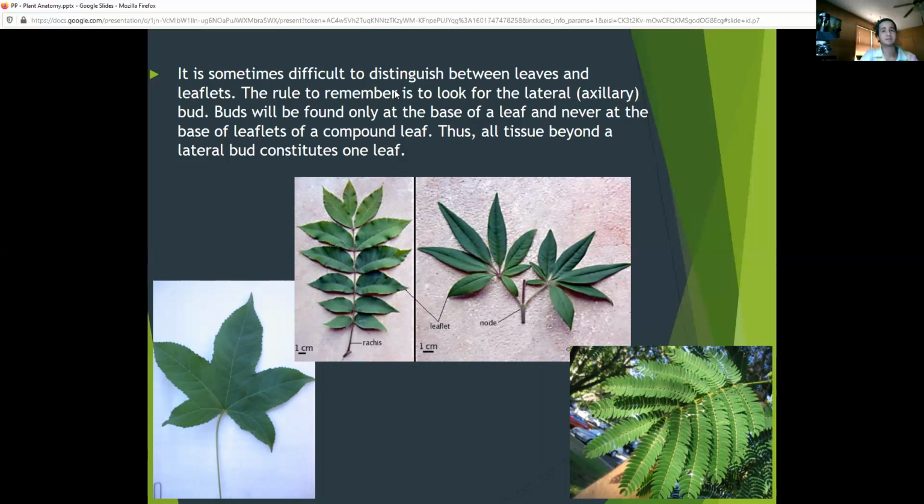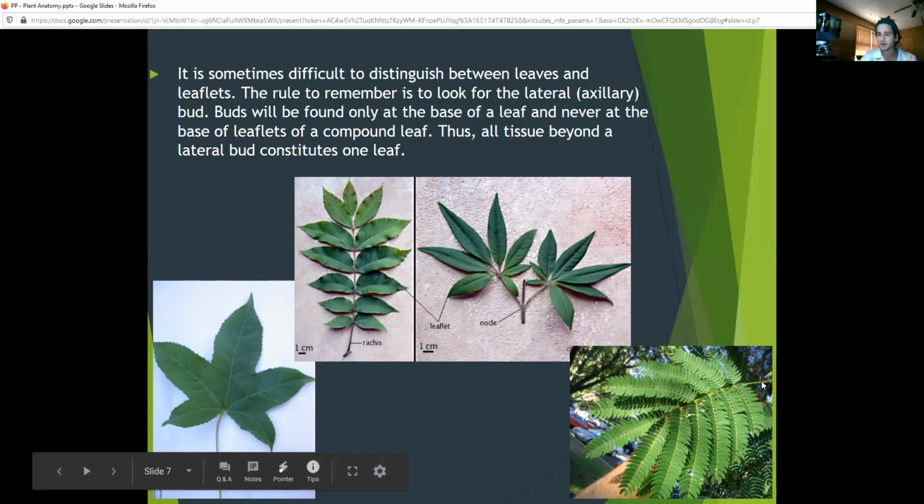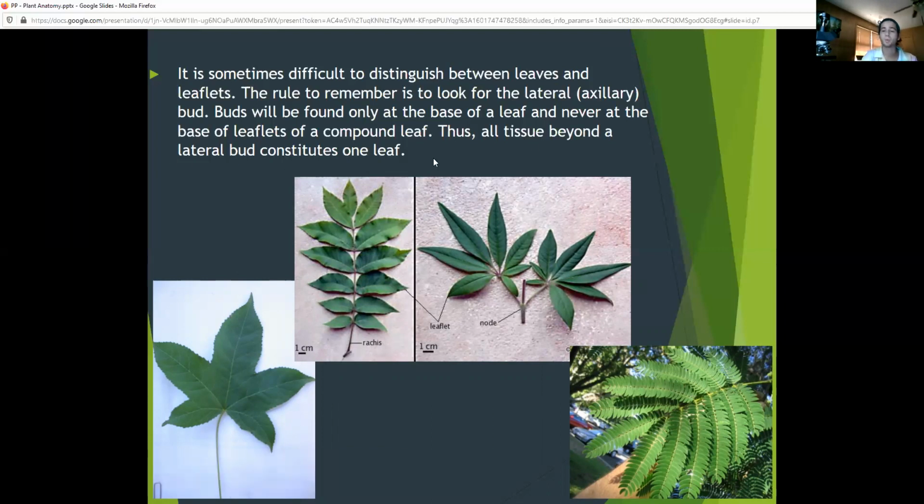So, it's sometimes difficult to distinguish between leaves and leaflets. Remember to look for the lateral or axillary bud. You'd find that at the base of this stem. So all tissue beyond a lateral bud constitutes one leaf.